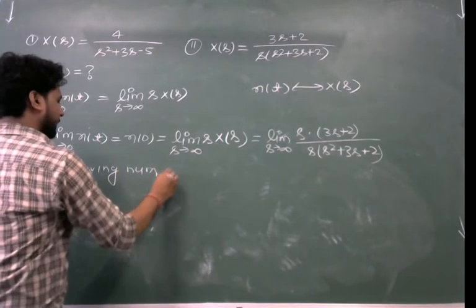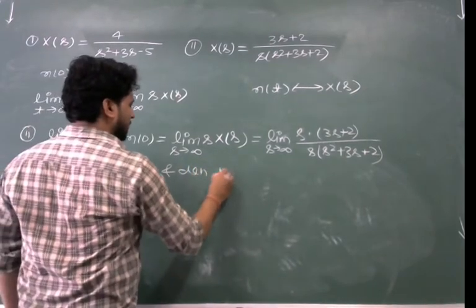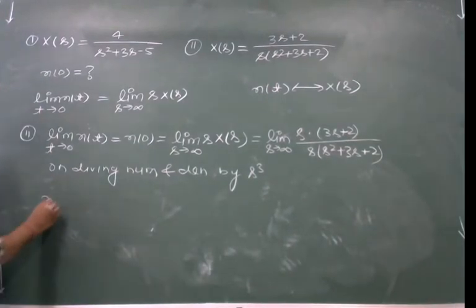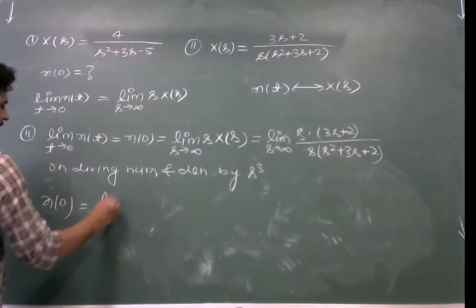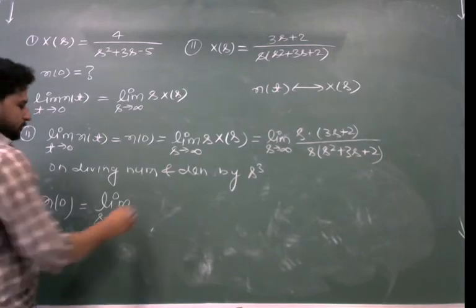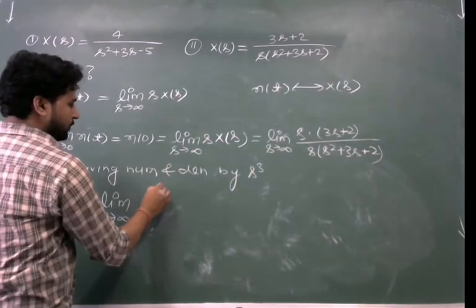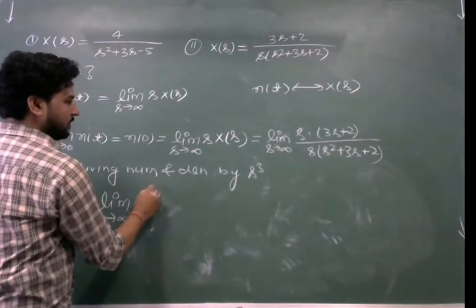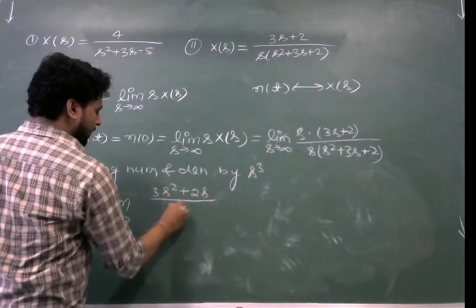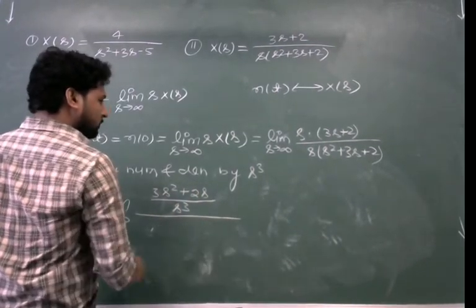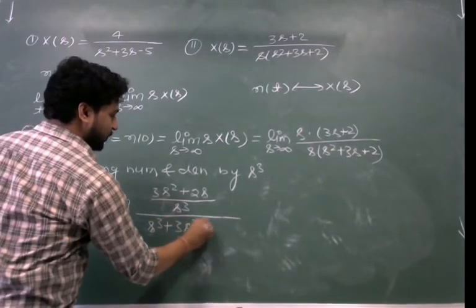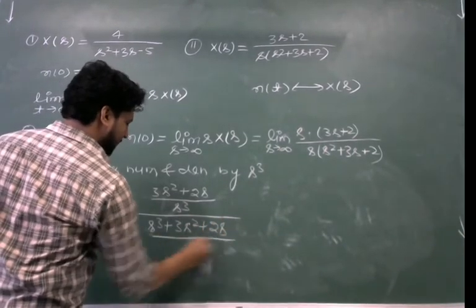On dividing numerator and denominator by s cube, we will get x(0) equal to limit s tends to infinity of s into (3s square plus 2s) divided by s cube, upon s cube plus 3s square plus 2s divided by s cube.